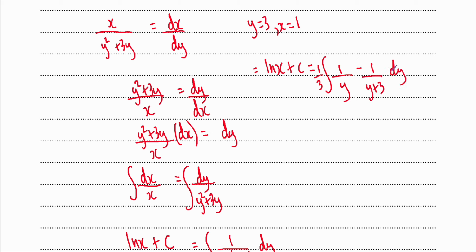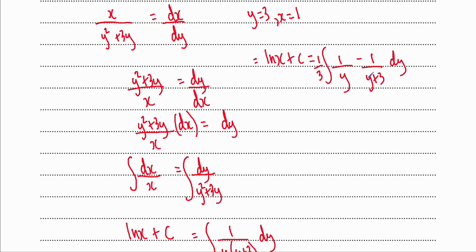Now this is easy. These are just two separate integrals, and they are in terms of natural log. So we have the natural log of x plus c is equal to 1 over 3 times the natural log of y minus the natural log of y plus 3. Then we have another constant here, so let's call that constant k, plus k. Now what do we do? We have ln a minus ln b, so we can write ln of a divided by b, and then you have 1 over 3 there. So you have ln x.